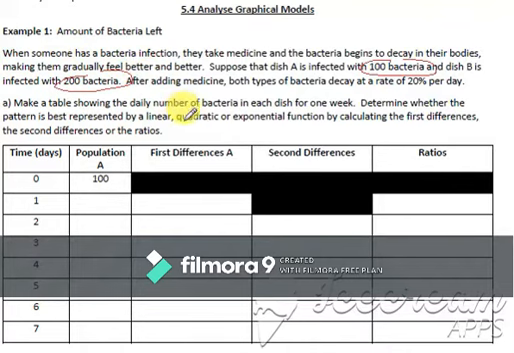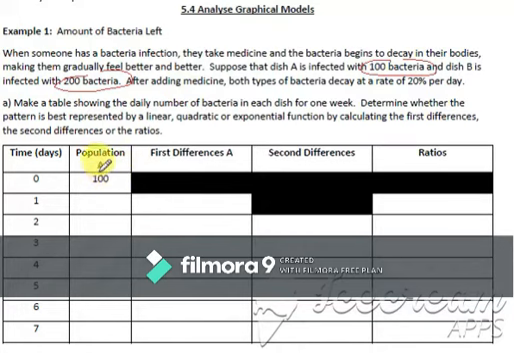After adding medicine, both types of bacteria decay at a rate of 20% per day. Okay, make a table showing the daily number of bacteria in each dish for 1 week. Okay, so 1 week is obviously 7 days, and the decay rate is based on the number of days. Okay, determine whether the pattern is best represented as linear, quadratic, or exponential function by calculating first differences or second differences or the ratios. Okay, so we're going to do the first one.